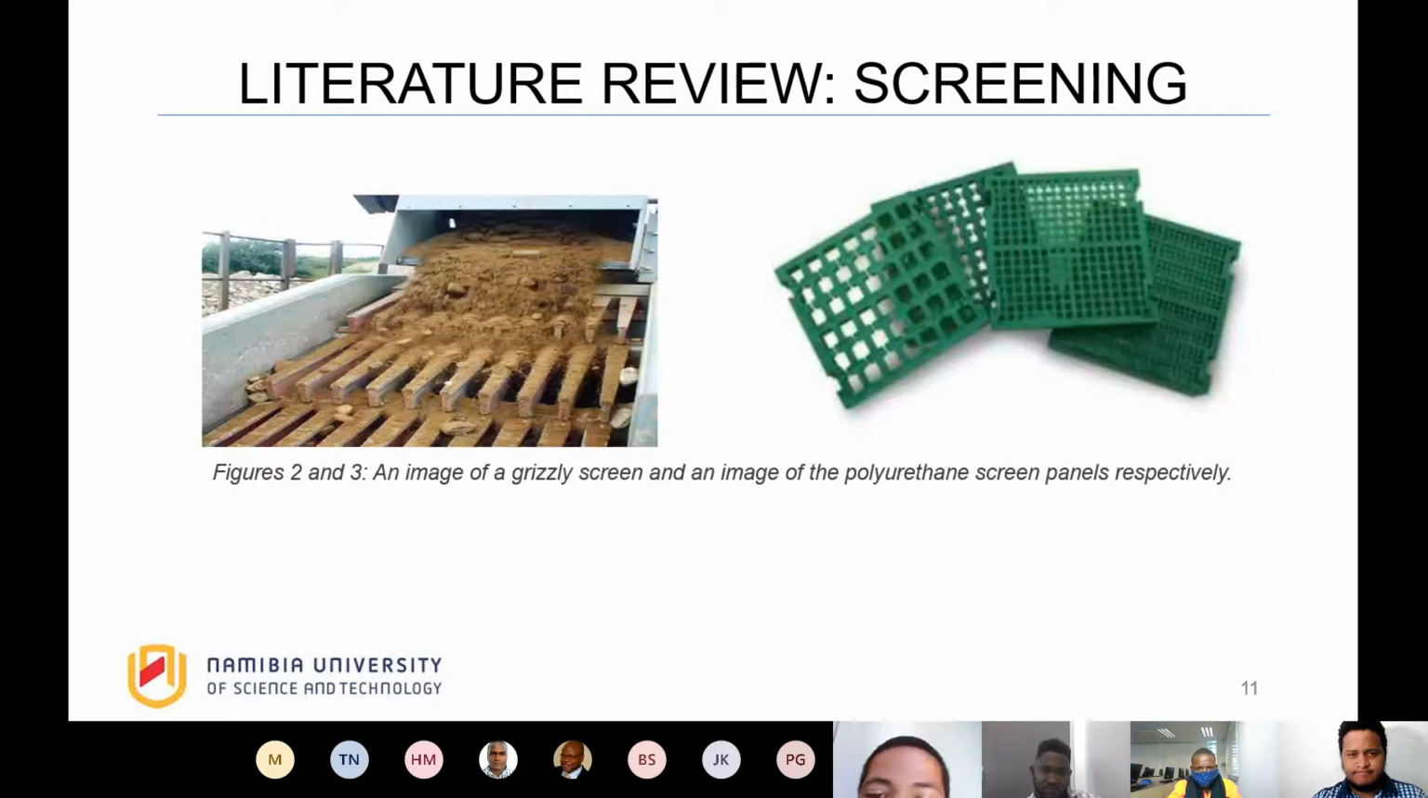In the picture, we only have the grizzly, and then we have the other two screens which will be used in the middle of the flow sheet, but it will be better explained in the flow sheet. I think we can continue.